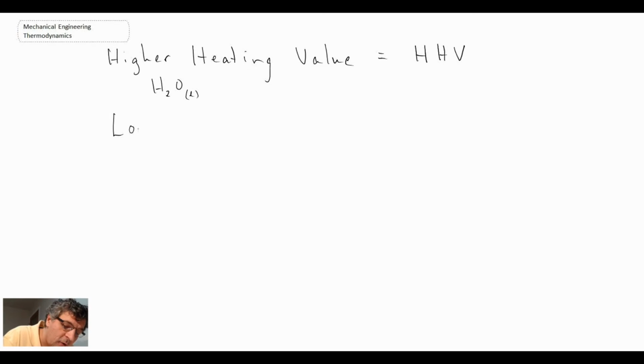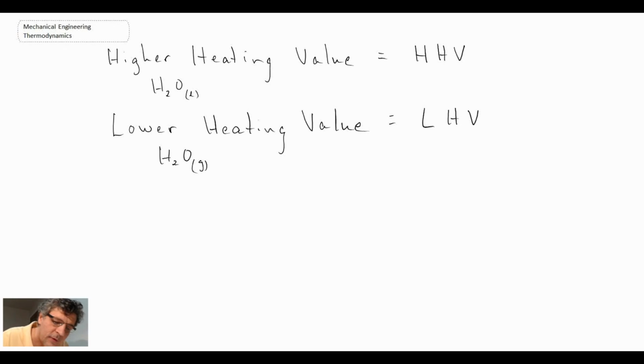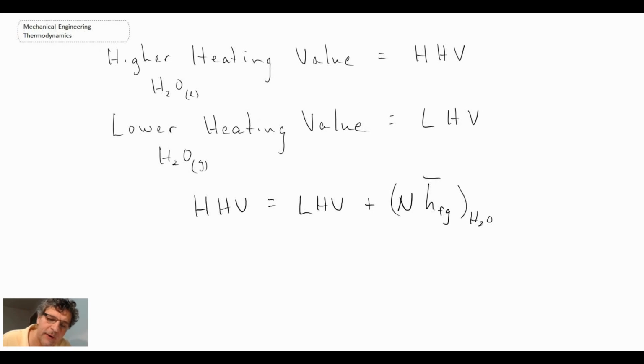And we also have a lower heating value, and it is given the symbol LHV, and that would be where the water in the product side remains in the gaseous state, or the vapor. And so you can convert from higher heating value to lower heating value using a very simple equation. And the h_fg here would be the heat of vaporization of water, and the number of moles of water that you would have. And notice the overbar, that's on a per kilomole basis.